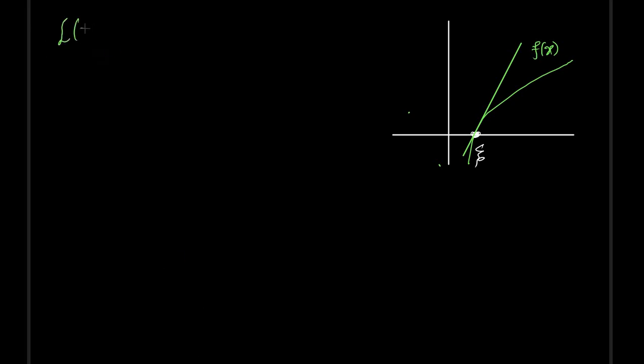So the linear approximation L of x is given by f of x naught plus, let's say at a point x naught, if you want to take the linear approximation, the tangent line at x naught. So let me take some other point, maybe here. So here let me take the tangent line. Let me draw the tangent line here. Yeah, so this is the tangent line.